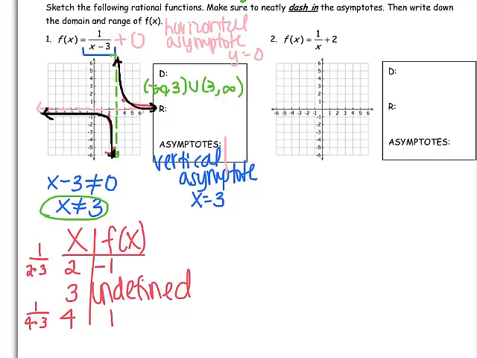Same thing with your range. If you look at your range, you're not going to actually hit that horizontal asymptote in this case. So your range is everything except for 0. Again, you follow up from the bottom, following, you don't hit 0, then you hop over it, pick back up again, and go off to infinity. Okay? Let's try the other example here.